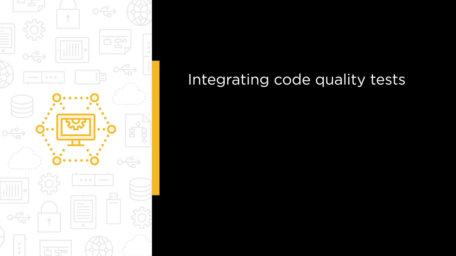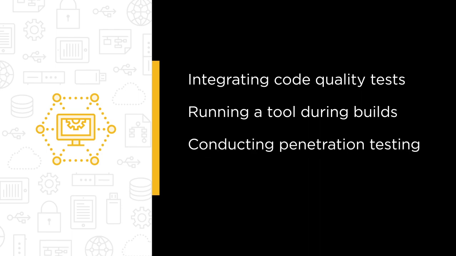Some of the major topics we'll cover include integrating code quality tests into your pipelines to detect coding errors that could cause security vulnerabilities, running a tool during builds that can detect vulnerabilities in open source libraries that your code uses, automatically conducting penetration testing when your application is deployed to a test environment, and how to properly handle application secrets like database passwords or certificates in your deployment process.